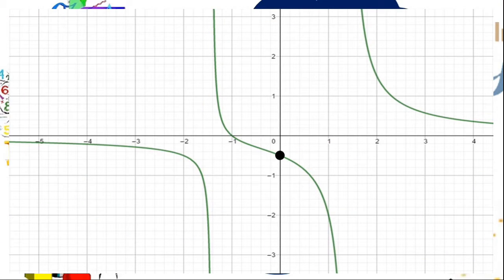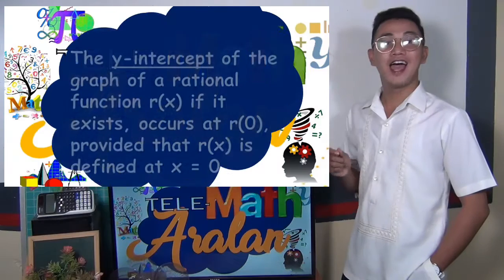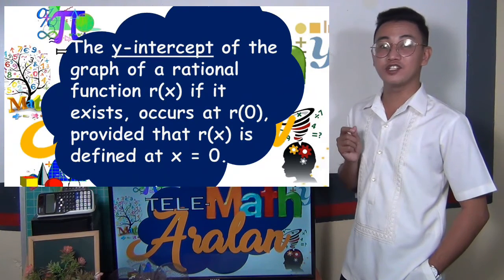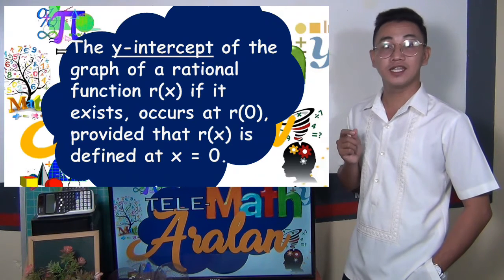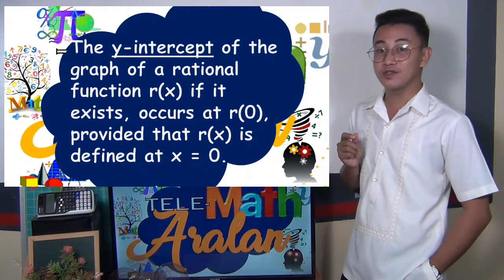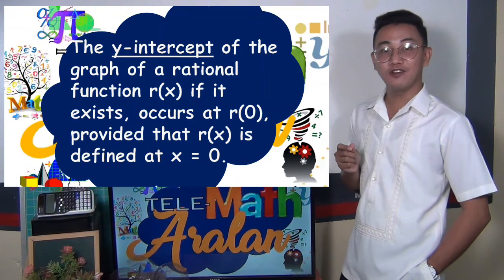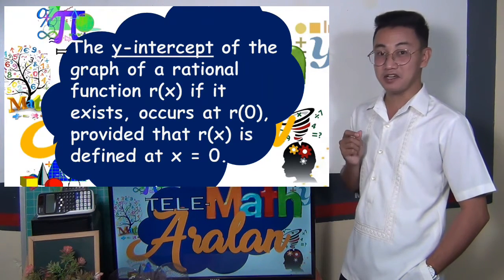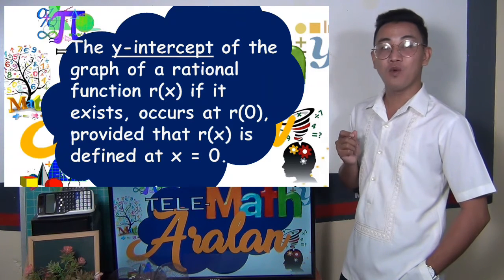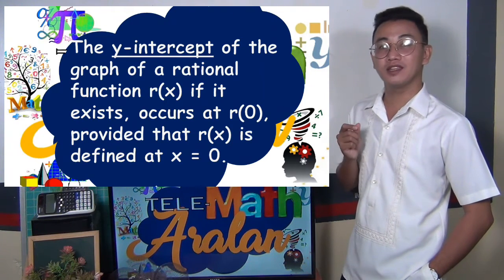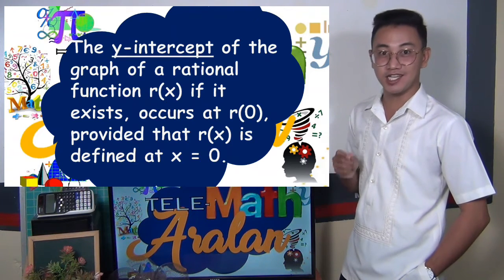Let's go back to our first graph. As you can see, the graph intersected the y-axis, and the point of intersection of the graph and y-axis is called the y-intercept. The y-intercept of the graph of a rational function r of x, if it exists, occurs at r of 0, provided that r of x is defined at x is equal to 0. To find the y-intercept, simply evaluate the function at x is equal to 0.